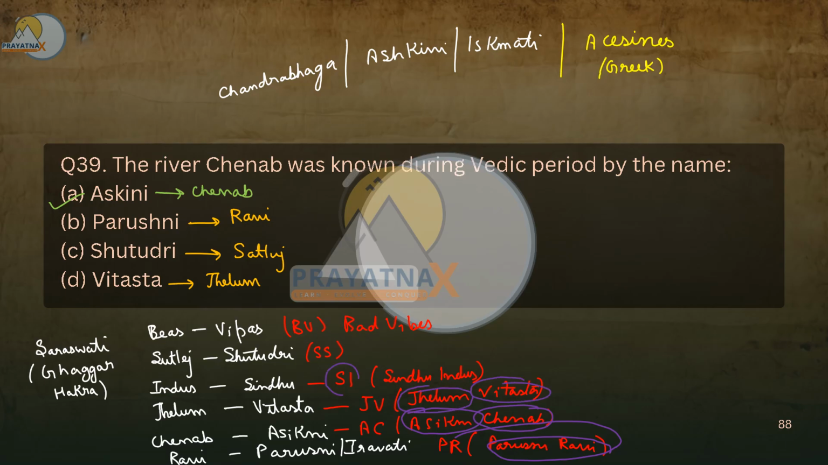Whenever you solve this for general aptitude or anything, you should be reminded of Sindhu and Indus. For SS, which is screenshot, you should be reminded of the screenshot of the chat, say, between Satluj and Shatudri. And BV, the bad vibes, were between Bias and river Vipas. So the correct answer for this was Asikni river. Moving on.